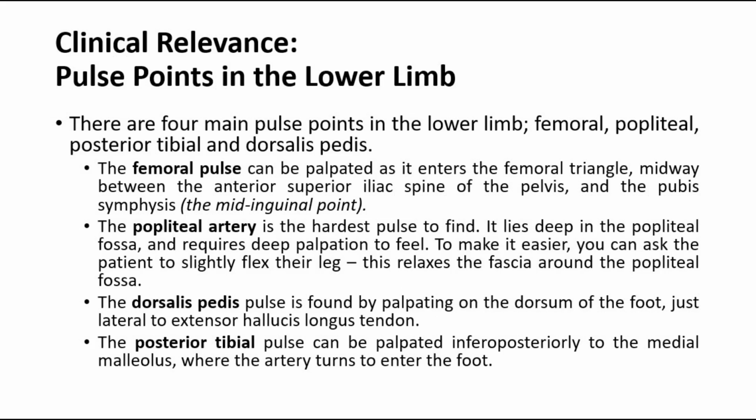The popliteal artery is the hardest pulse to find. It lies deep in the popliteal fossa, and requires deep palpation to feel. To make it easier, you can ask the patient to slightly flex their leg, as this relaxes the fascia around the popliteal fossa. The dorsalis pedis pulse is found by palpating on the dorsum of the foot, just lateral to extensor hallucis longus tendon. The posterior tibial pulse can be palpated inferoposteriorly to the medial malleolus, where the artery turns to enter the foot.